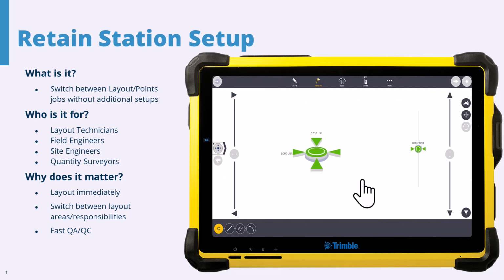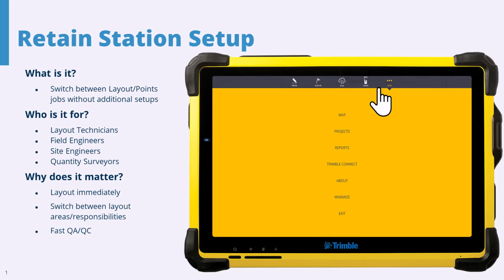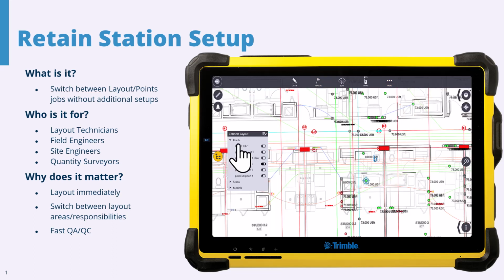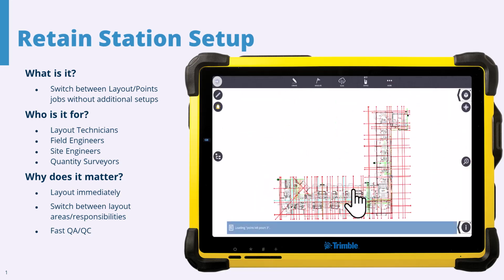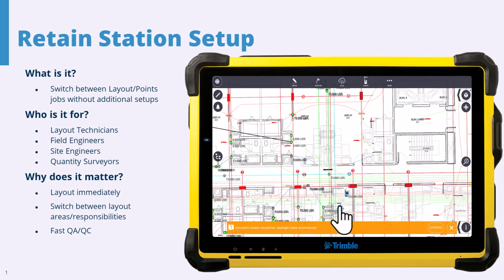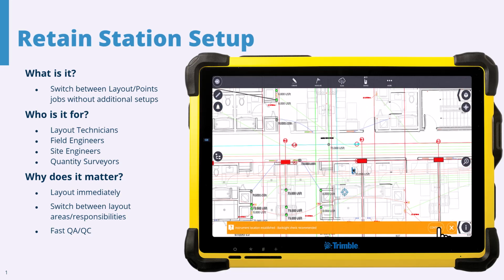So if I'm doing plumbing and mechanical, I will sometimes have those on different jobs, or clients will, so that they can differentiate, but then they're able to switch. Again, that is done in the map screen. I can just switch between those jobs and maintain that setup. So here it is back on floor 3. You can see there's my position, and it's again going to warn me to check that backsight.